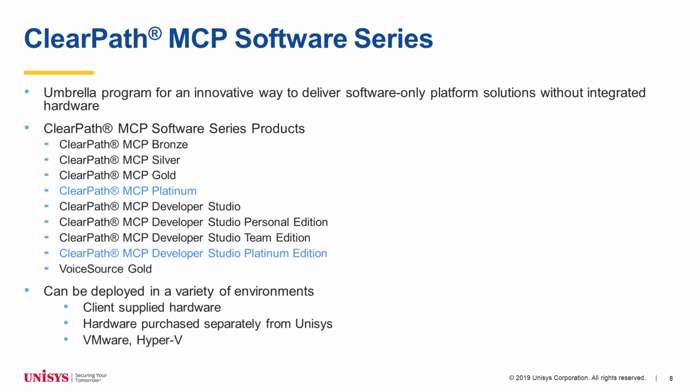ClearPath MCP Software Series refers to an umbrella program that essentially encompasses all of our Software Series products. It's our innovative way of delivering a software-only platform without the integrated hardware. So today we have Bronze, Silver, Gold, and Platinum, and we refer to these sometimes as our Metal series, our Metal products. And then we have our Developer Studio suite of products as well.